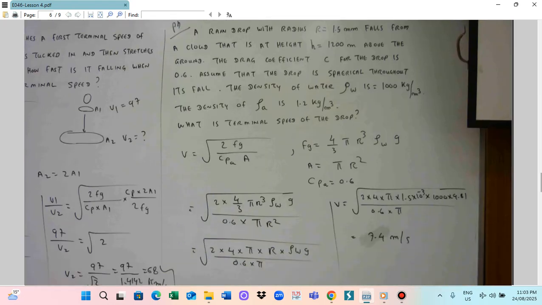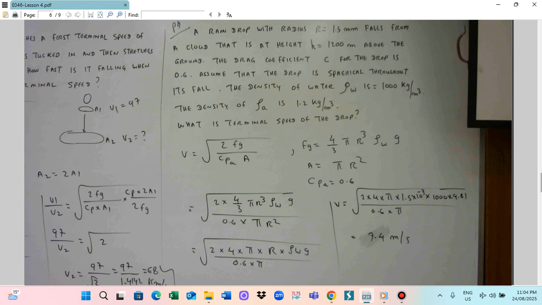The next problem: a raindrop with the radius r equal to 1.5 millimeter falls from a cloud. The height is 1,200 meters above the ground. The drag coefficient C for the drop is 0.6, so the drop is spherical. The density of the water, rho W, is 1,000 kilogram per meter cube, and the density of air, rho, is 1.2 kilogram per meter cube. So we have to calculate the speed of the drop.